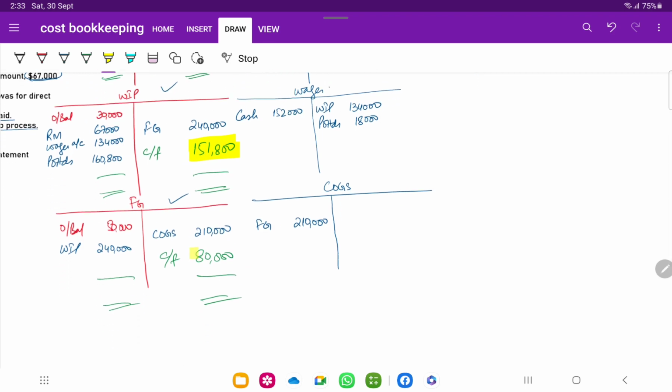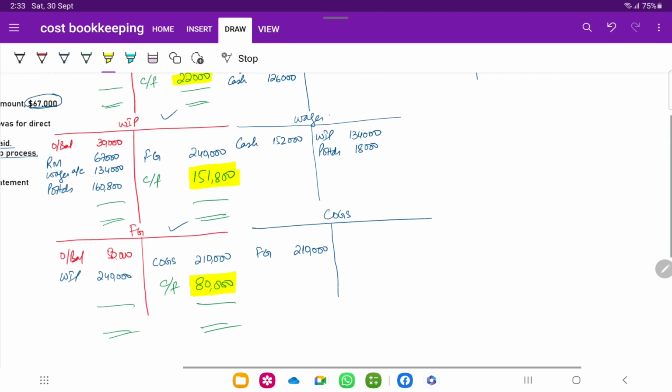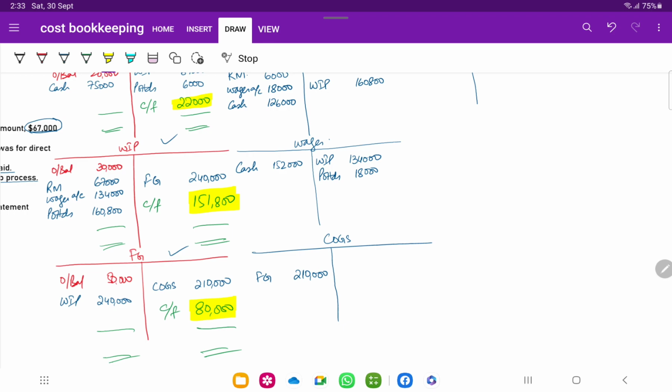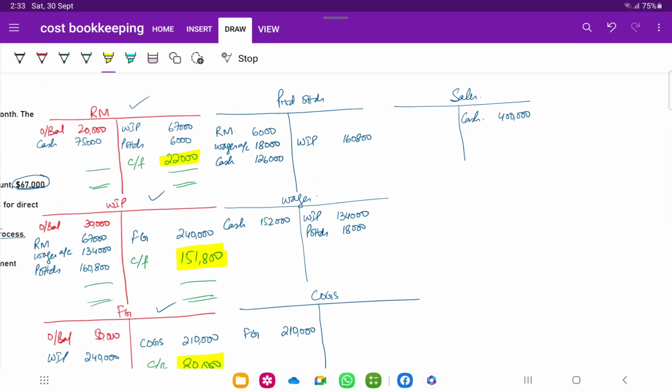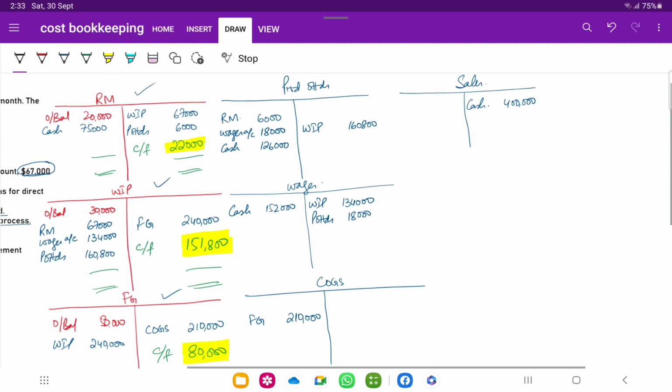151,800 will be transferred to the balance sheet. Finished goods of 80,000 will be transferred to the balance sheet. So all these items will make the final entry of inventory in the balance sheet. And then there are a few other items which will be classified as P&L items.